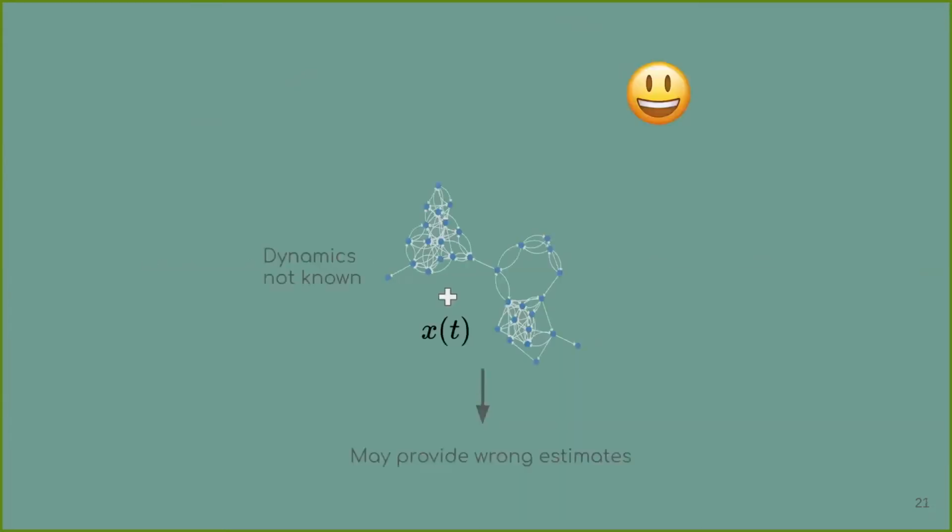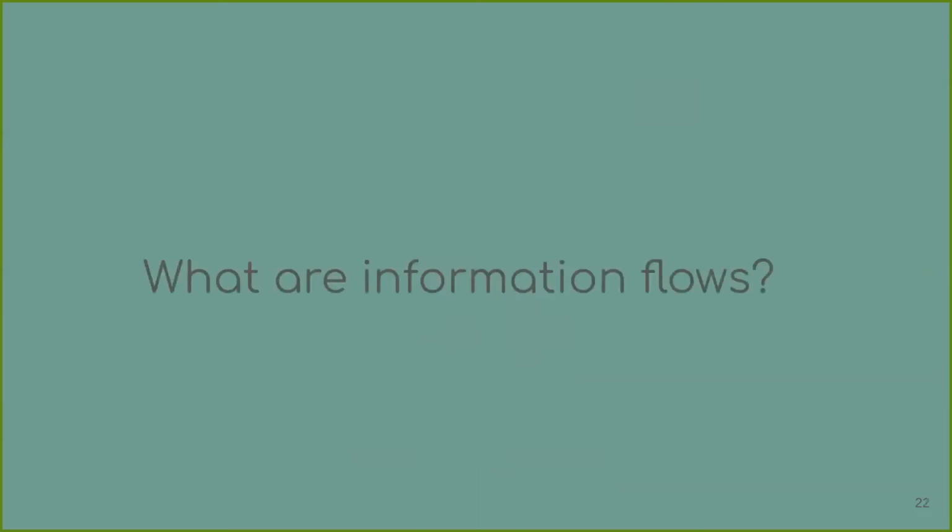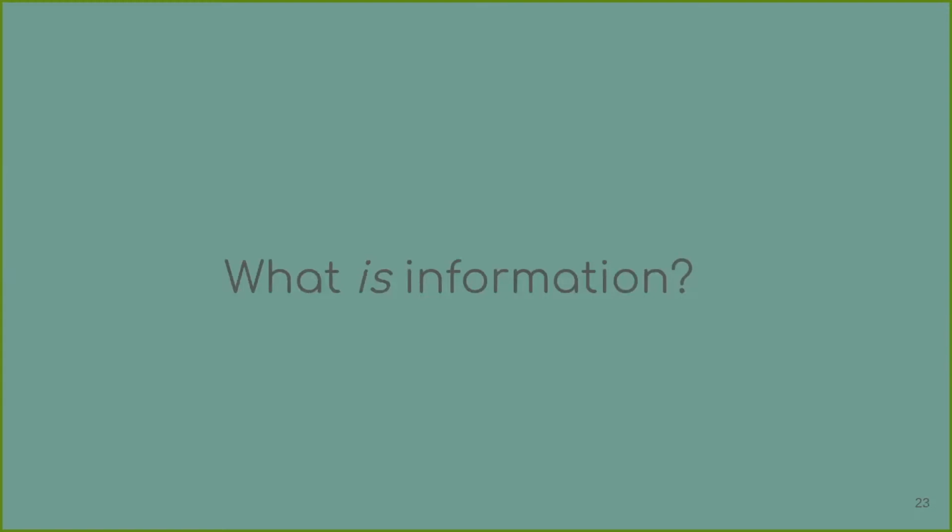Yeah, so one possible way to deal with this situation would be to use information theory, because it can infer certain properties based on observations alone. So that's where we come to information flows. But I would like to take some time now first to talk about what information is, so that we're all on the same page.